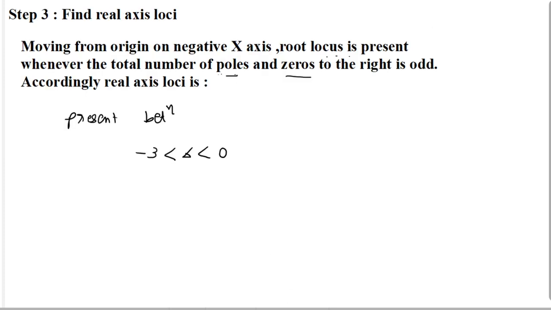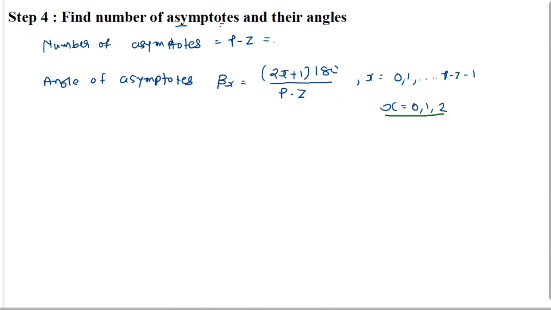Now step number 4: find the number of asymptotes and their angles. We know that the number of asymptotes is P minus Z, that is 4 minus 0, equal to 4. Now the angle of asymptotes, beta x, is equal to (2x+1)180 upon P minus Z. Here the number of asymptotes is 4, so we obtain 4 angles, x equal to 0, 1, 2 and 3.